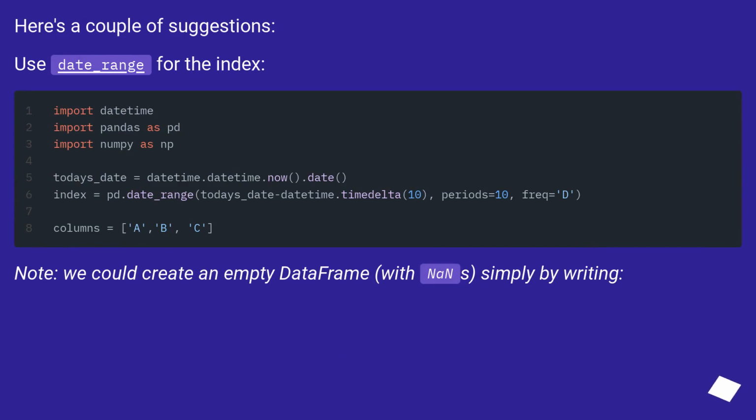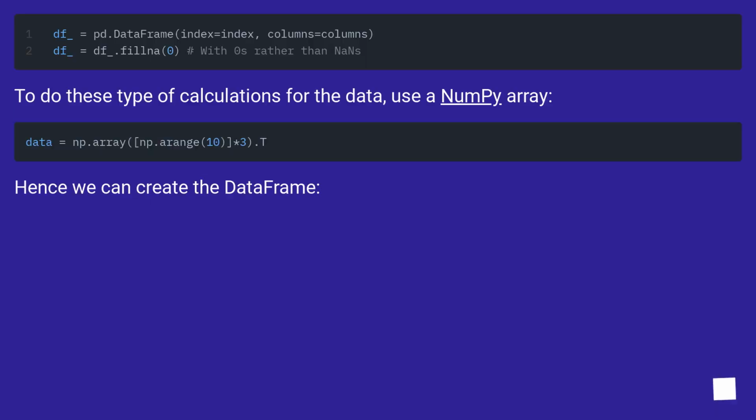Here's a couple of suggestions. Use date_range for the index. Note, we could create an empty data frame, with NaNs, simply by writing this. To do these type of calculations for the data, use a NumPy array. Hence we can create the data frame.